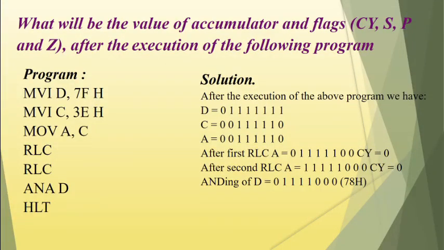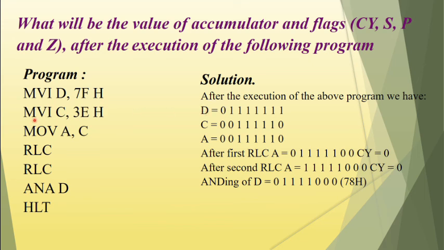Let us consider the example: what will be the value of accumulator and flags after the execution of the following program. Now in this case, we are given a certain set of instructions and we have to find the solution. So first instruction is MVI D, 7FH. So 7F will be moved to the register D. Remember, 7 is nothing but 0, 1, 1, 1, and F is nothing but 1, 1, 1, 1. So the value of D contains 7F.